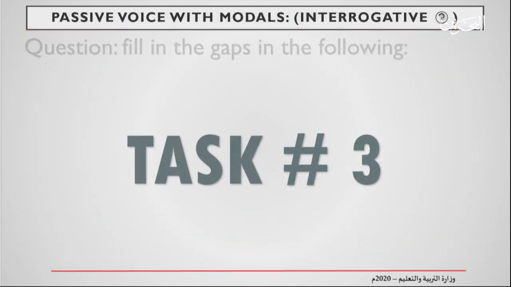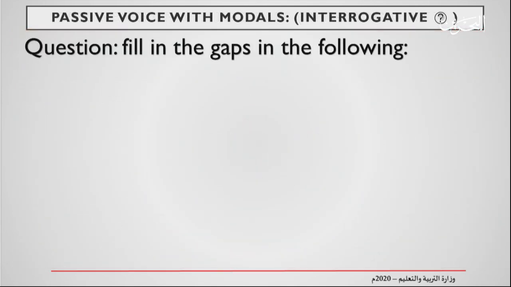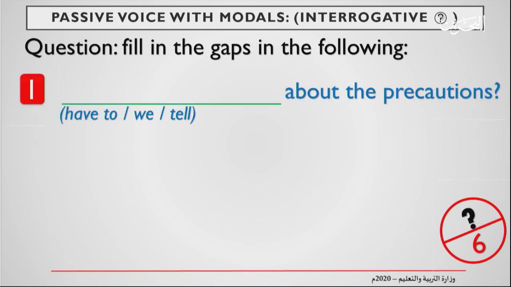Let's have a quick task. Fill in the gaps in the following, and you have a mark of 6. Number 1, you, gap, about the precautions. You have to use a modal plus subject and the verb tell. You have 5 seconds.